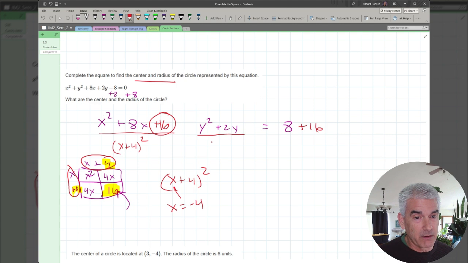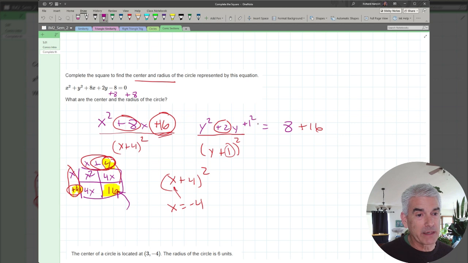Let's complete this square. Okay, so let's try to do it without the box. So I'm going to have something squared. So y. So where did this plus 4 come from? It came from half of 8. So in this case, over here with my y's, I have plus 2y, so I'm going to take half of that, plus 1. Okay, now where did this 16 come from? It came from this number squared, 4 squared. So here I have 1, so I need to add 1 squared to make this a perfect square.